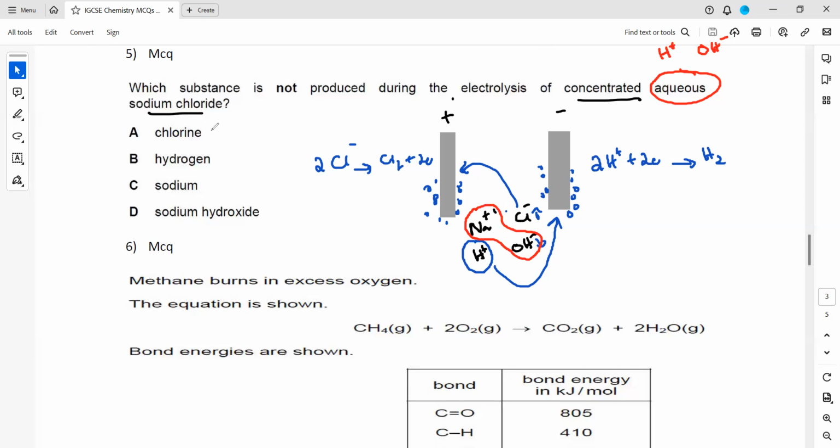So is chlorine formed? Yes. Is hydrogen formed? Yes. Is sodium hydroxide formed? Yes. But what is not formed is sodium. Is it clear? Any doubt on this? Question 5.